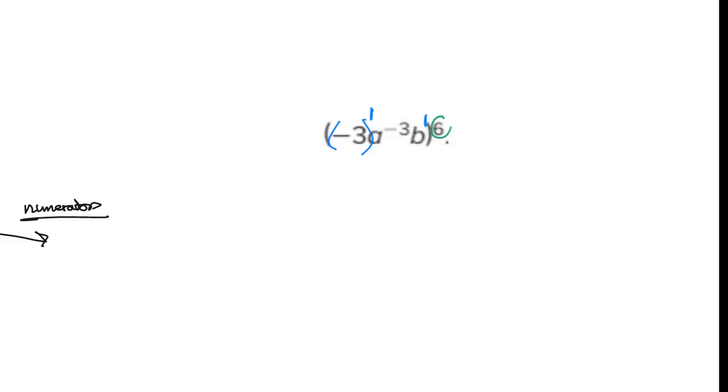So here's the 6. It gets distributed or multiplied with every other exponent. So that's negative 3 in parentheses to the 1 times 6, A to the negative 3 times 6, and B to the 1 times 6. Is this making some sense? Are you sure?